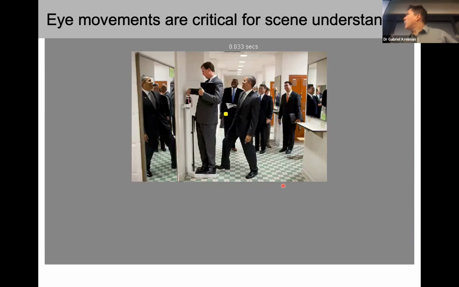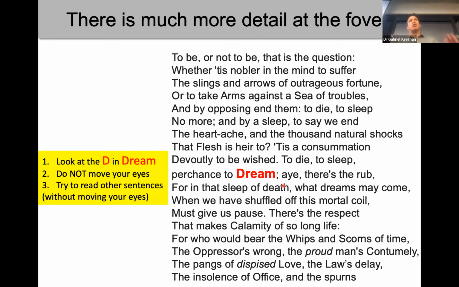One of the reasons why we need to move our eyes is that the resolution of our image changes drastically between the fixation point, that is where our eyes are fixating, and everything else on the screen. I'll try to do a quick demo of that. What I'd like you to do is to fixate on the D here from the word dream. By fixate, I mean you should look at that and not move your eyes. If you're moving your eyes, you're cheating, okay? So without moving your eyes, try to read something that's outside and far from that D.